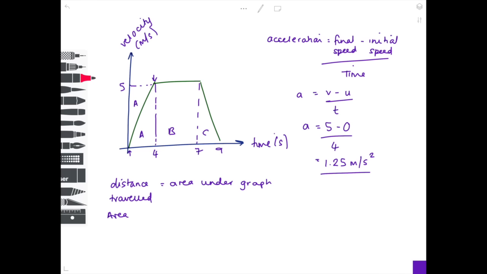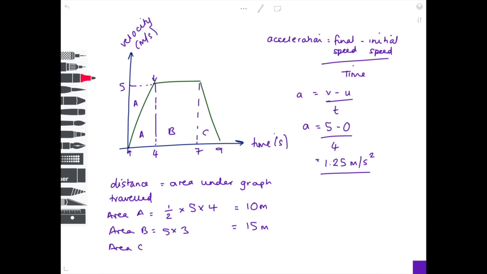So area A is given by this formula. Well, it's a triangle, so I need to put in a half immediately. Times it by the height of the triangle, which is 5. Times it by its width. Do the calculation, and that will therefore be 10 meters. Area B is more straightforward, it's just a rectangle, so just make sure you're reading the correct lengths. So it's 5 again, this time times it by 3, you get a value which is 15 meters.